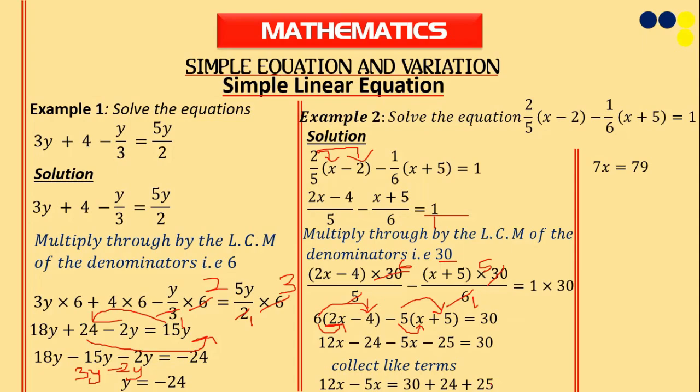So from there, if you divide both sides by 7, that means you have 7x over 7 equals 79 over 7. So if you simplify further, you have x equals 11 whole number 2 over 7. Okay, if any of this is not very clear to you, you can simply replay this part so that you can have a better understanding. All right.